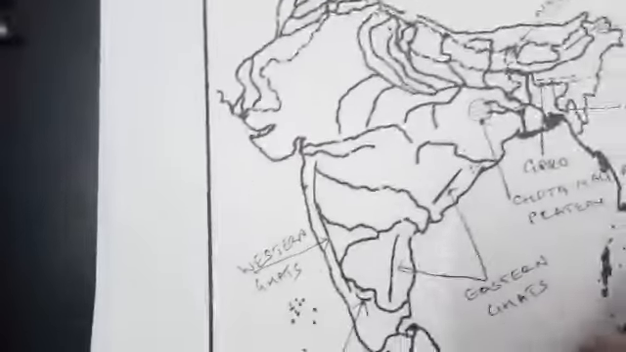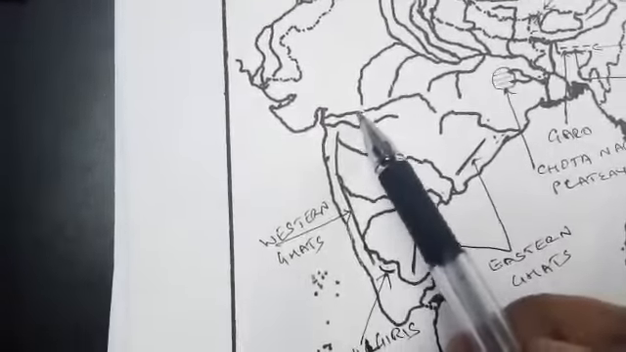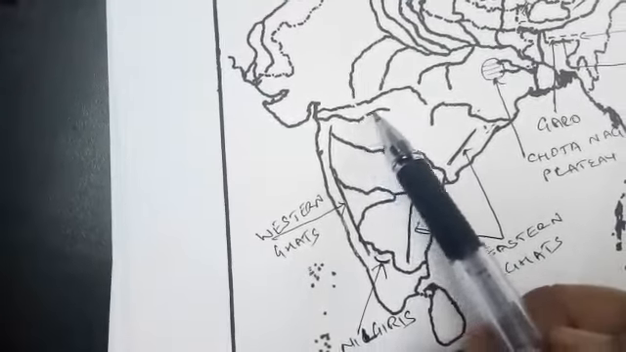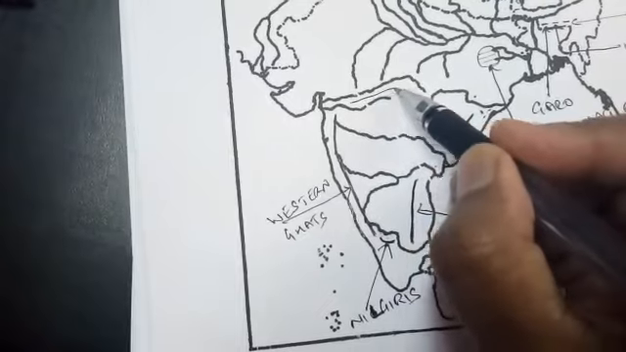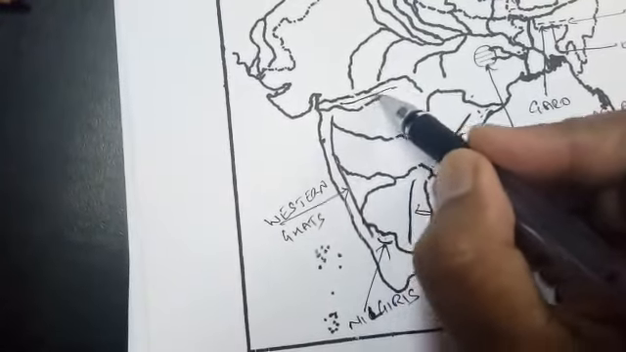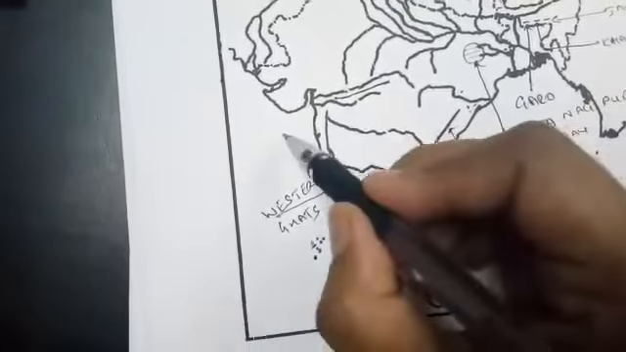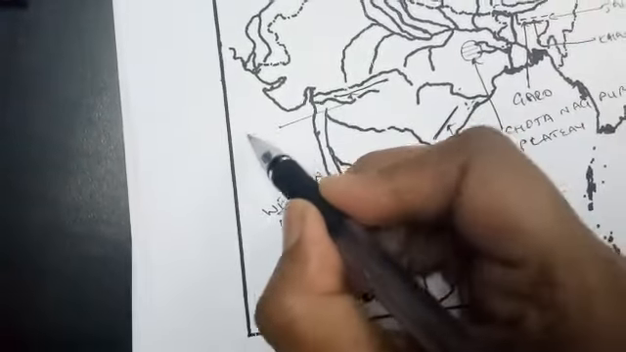Okay. Now we come to Satpura range. This is Narmada river, this is Tapi river. In between these two, without touching any river, make a line. This is your Satpuras.